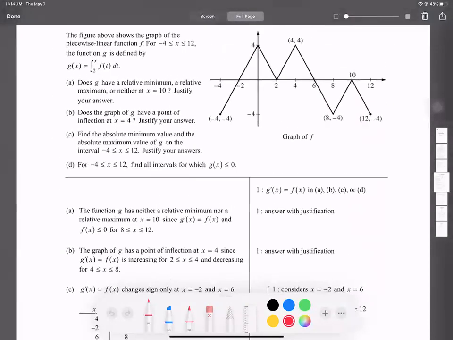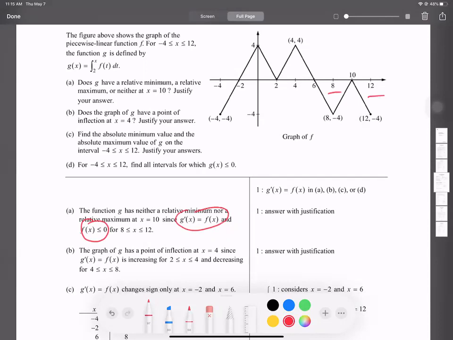If you look at my answer, what we said for A, the function g has neither a relative minimum or maximum at x equals 10, since g prime of f and, what did they write? Okay, we got this part. And f is less than 0 between 8 and 10. I think it's saying it's because it's all negative. They wrote it kind of weirdly here, but they're saying that it's from a negative to negative.